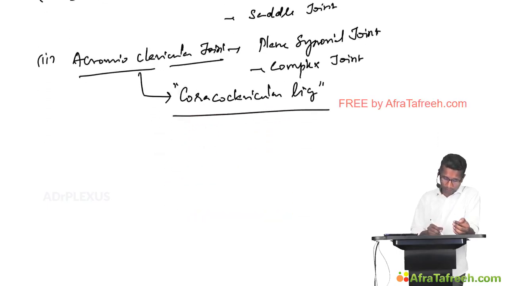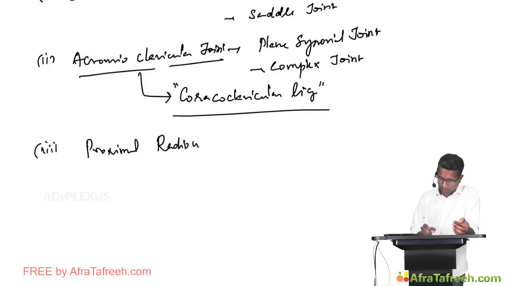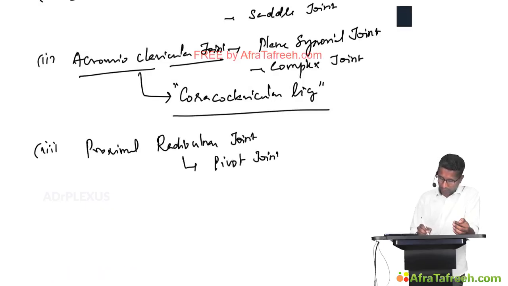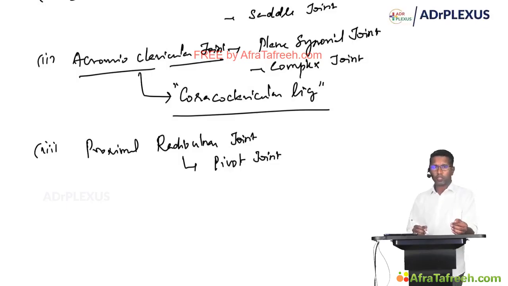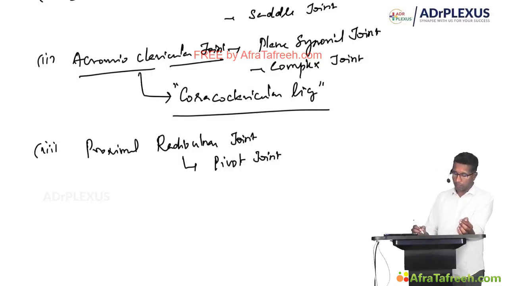Okay, then if you see the proximal radioulnar joint, the proximal radioulnar joint is an example for a pivot joint.